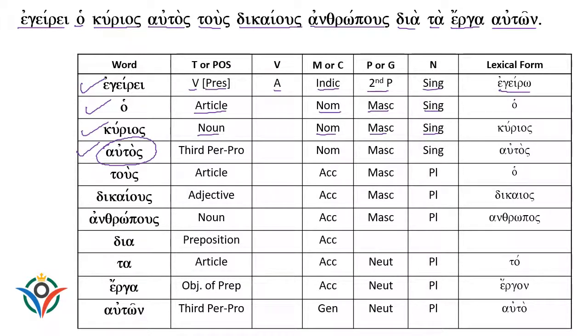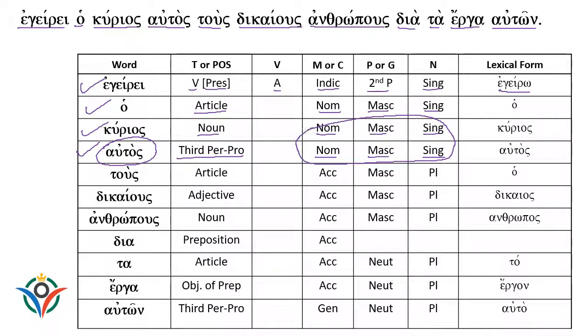And then we have autos. All right, so here we have the third person personal pronoun. It's the nominative case. It's masculine and singular. All right, so can you see that it agrees with the noun in gender, number, and case?